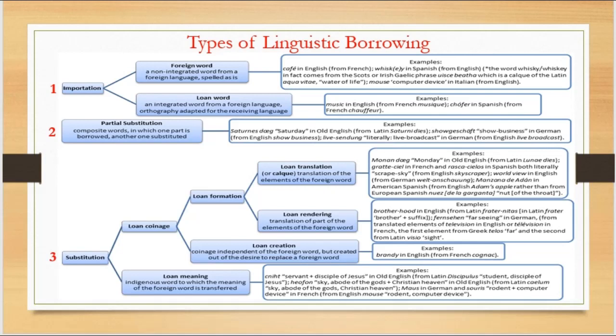Loan coinage is then divided into 2 further types. Loan creation refers to coining an independent word, forging a word that is meant to replace a word that is there in the foreign language. However, it's not the exact translation of that word, it's a word that is completely independent of the foreign word, but it is mainly coined to replace a word that is there in the foreign language.